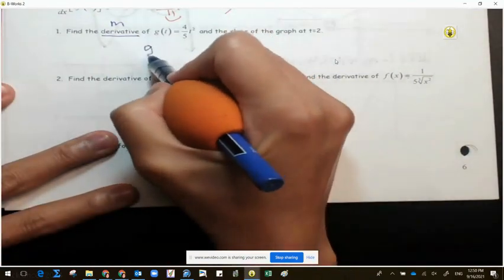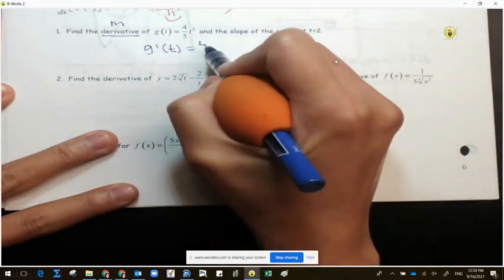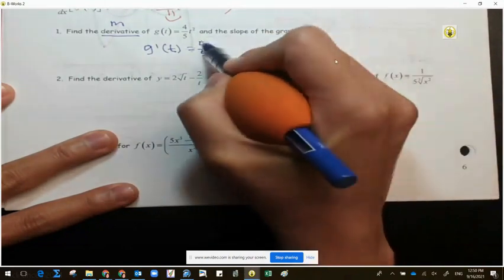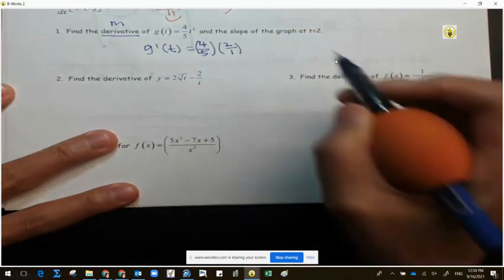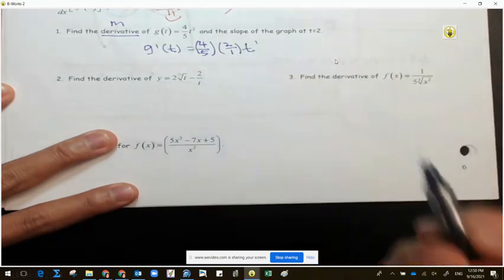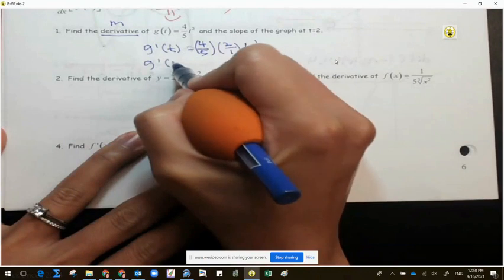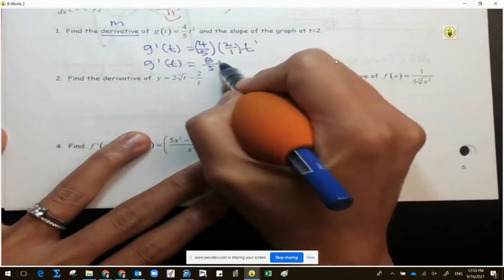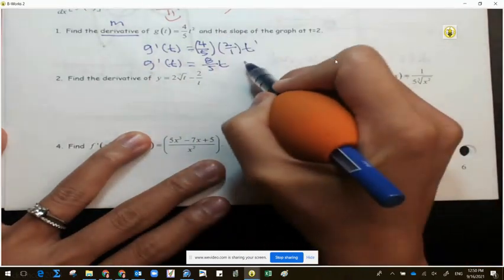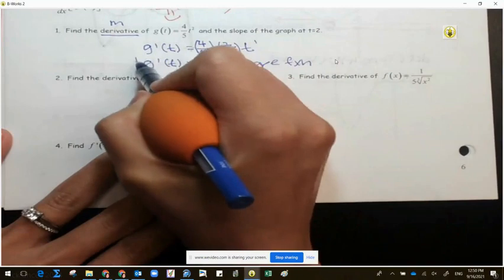All right? So my derivative is g prime of t. You take the coefficient, multiply that by the power. In my power, this one is understood to be 1. And 1 less is t to the power of 1. So when I simplify this, I'm going to get g prime of t is equal to 8 over 5 t. And this is my slope function. Derivative is slope function.